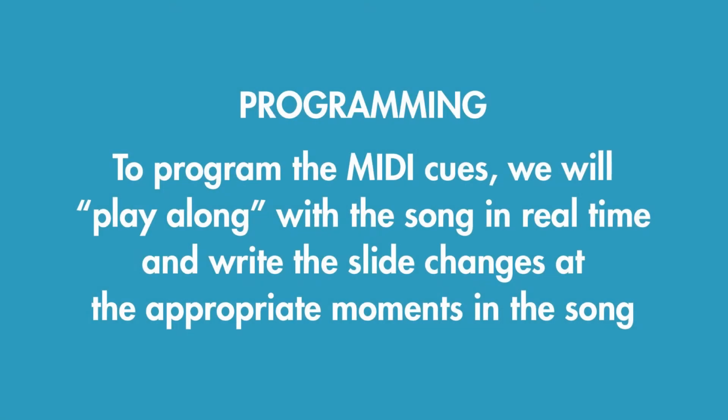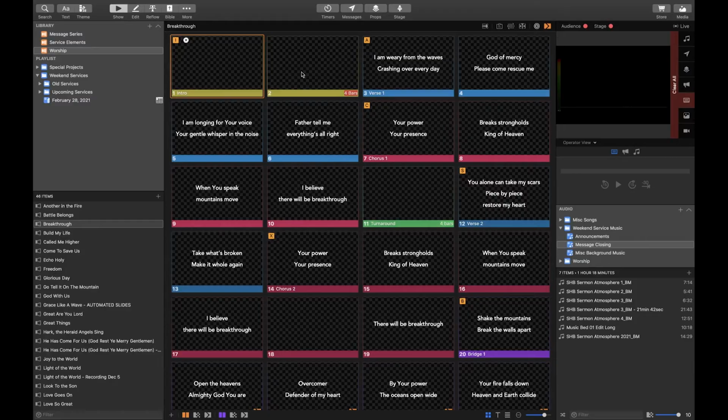What we do when we program the MIDI clip is just listen to the track and play along the cues in real time with the track, telling ProPresenter to go to the next slide whenever it's appropriate. We can do this in any digital audio workstation, but since we'll be playing the tracks out of Ableton Live, I'll use that for our example. Okay, let's go ahead and try programming a song.